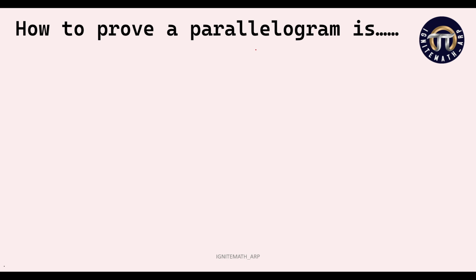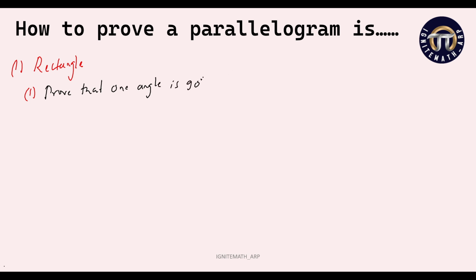So now we have learned how to prove a quadrilateral is a parallelogram. Now we are going to learn how to prove a parallelogram is a square, a rectangle, or a rhombus. First I will take how to prove a parallelogram is a rectangle. For that, children, please pay attention. First condition: to prove a parallelogram is a rectangle, just prove that one angle is 90 degrees.